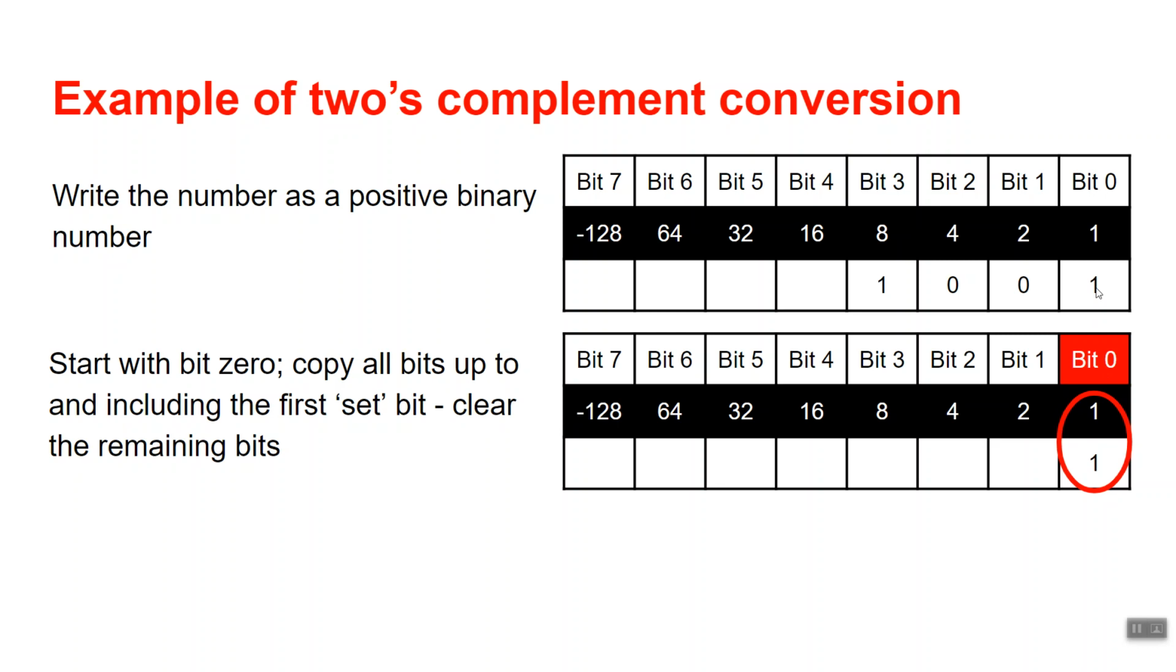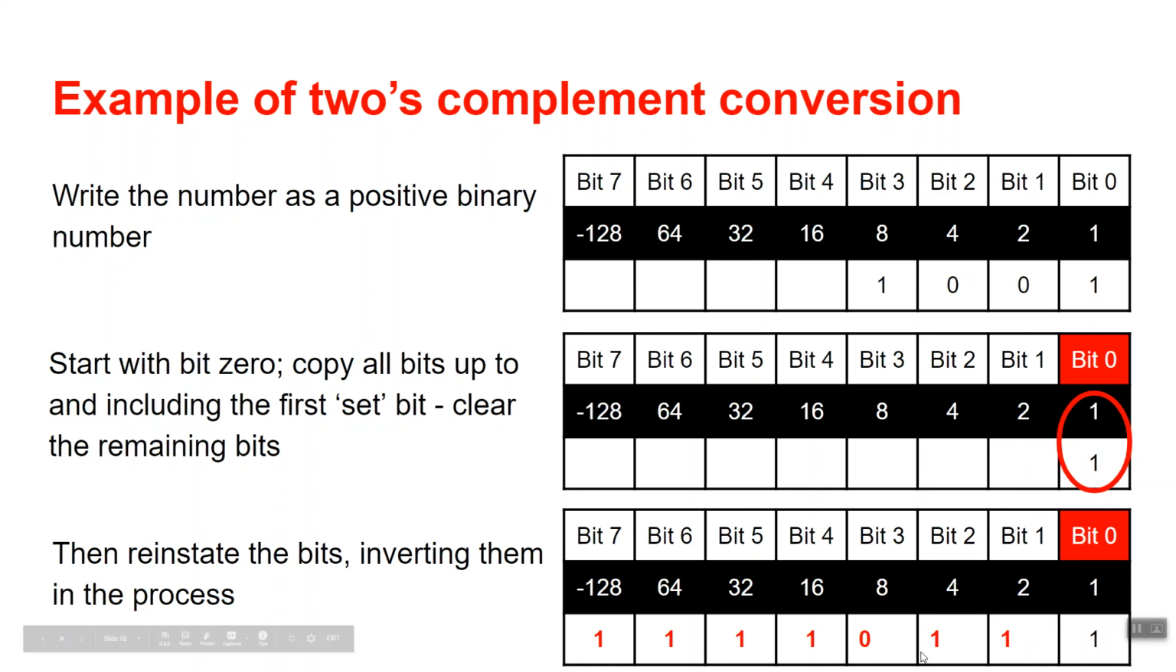So going from right to left, we look for the first bit that has a value of 1. In the case of 9, that is the very first bit. In fact, for any odd number, it's going to be the very first bit, isn't it? That's the bit that's set if we have an odd number. And then we get rid of the remaining digits. So they've all gone. Then what we do is we put them back, but we invert them.